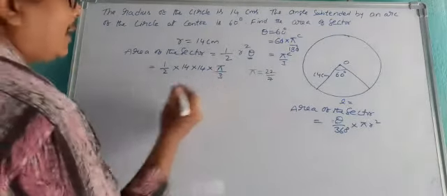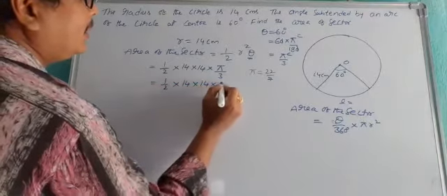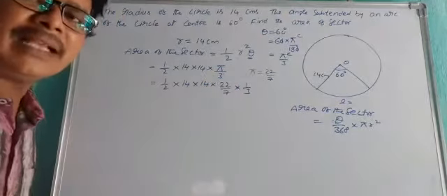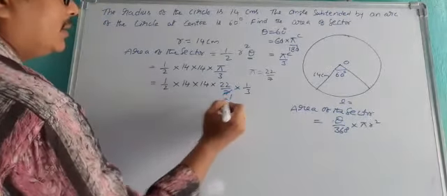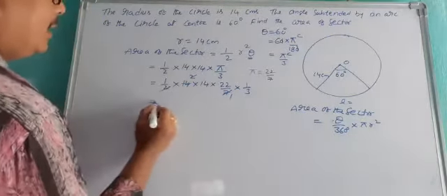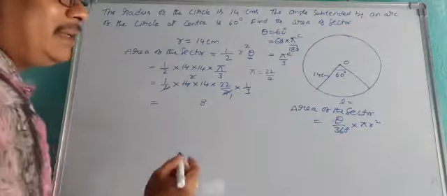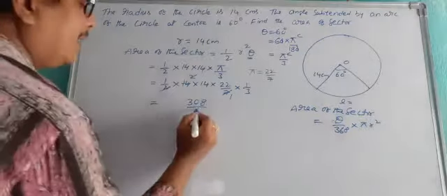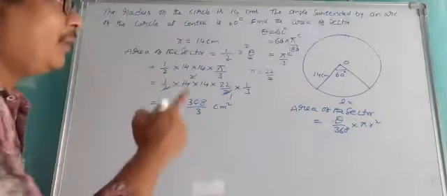So you use pi equal to 22 by 7: 14 into 14 into 22 by 7 into 1 by 3. Pi by 3 can be expressed as pi into 1 by 3. So 22 by 7 into 1 by 3. Simplify it. 7 ones are 7, 7 twos are 14. 2 2 cancel. Remaining: 14 twos are 28, 2 is remaining, 28 plus 2 is 30. So 308 by 3 centimeters square. This is the area of the sector with the help of radians.